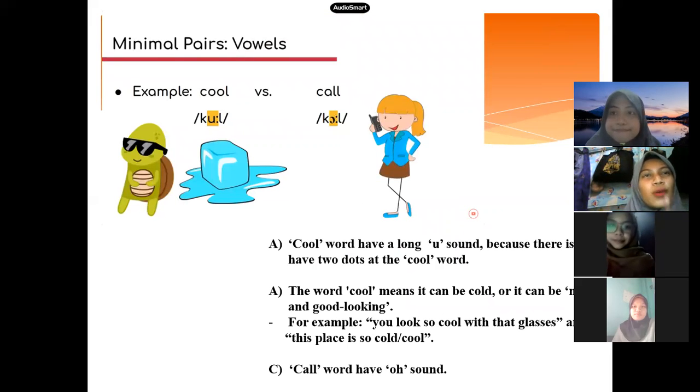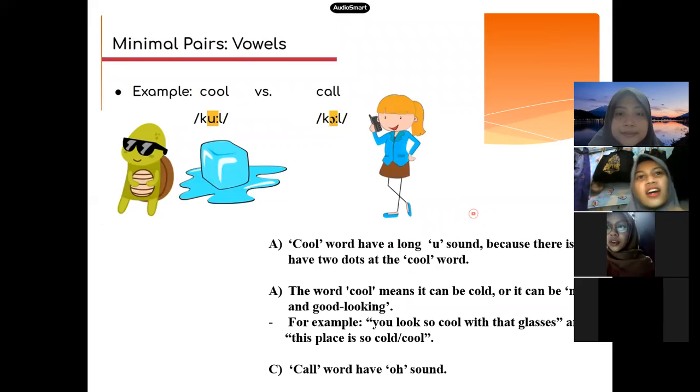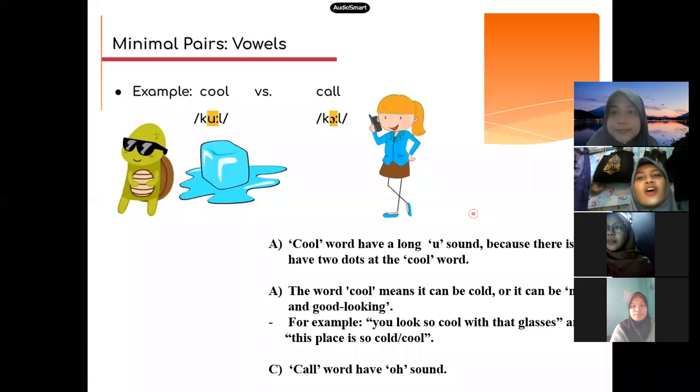And then we also have cool versus cold. The word cool has a long U sound because there are two dots in the word cool. The word cool can mean cold or nice and good looking. For example, you look so cool with those glasses. And this place is so cold and cool. And cold has a different sound. So cool in Bahasa means keren atau dingin, and cold means memanggil.